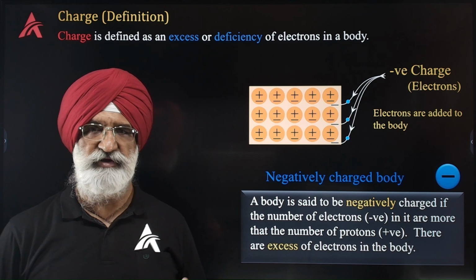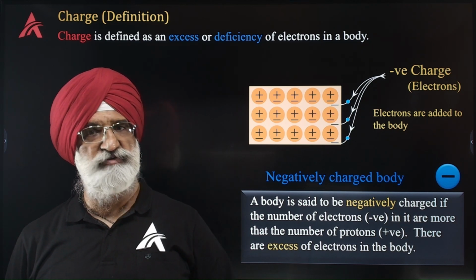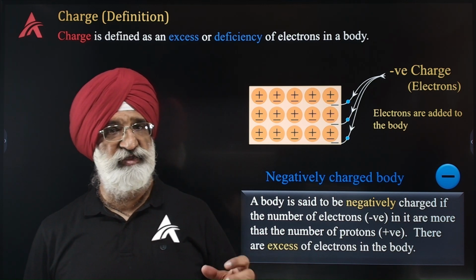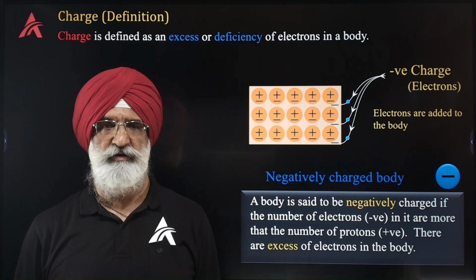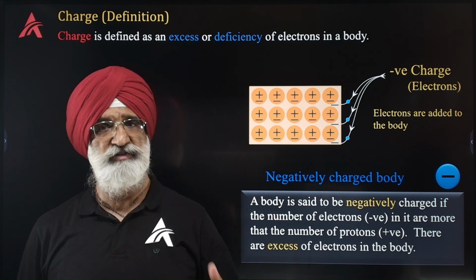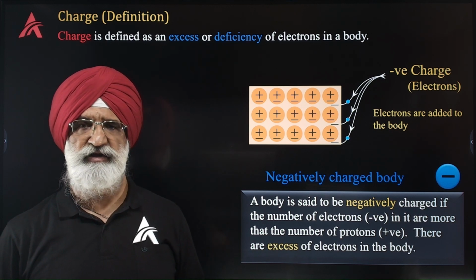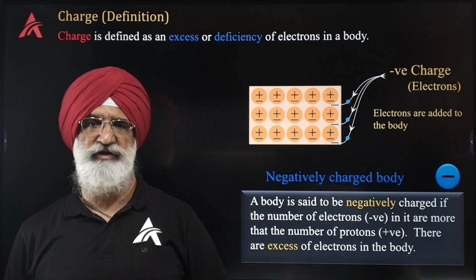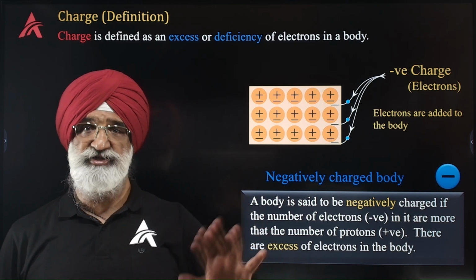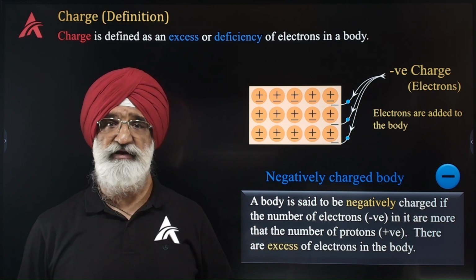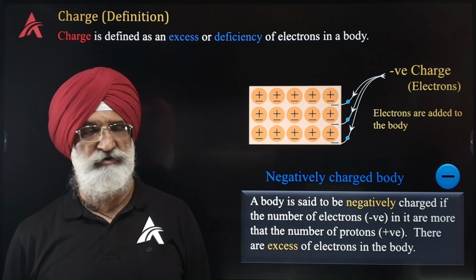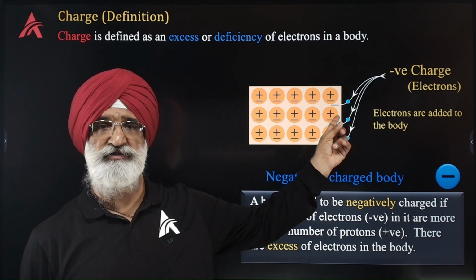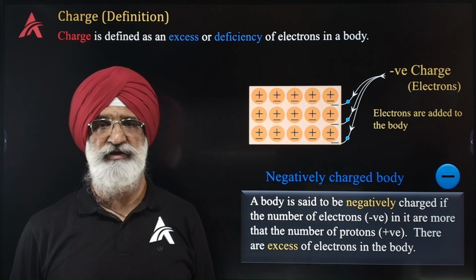A body is said to be negatively charged if the number of electrons in it exceeds the number of protons, meaning there is an excess of electrons in that body. Now the question arises, how can this excess of electrons be created? The answer is straightforward: by adding electrons to that body. By introducing additional electrons to a neutral body, we can transform it into a negatively charged one. You can see in this diagram that we have added electrons to this neutral body to make it a negatively charged one.